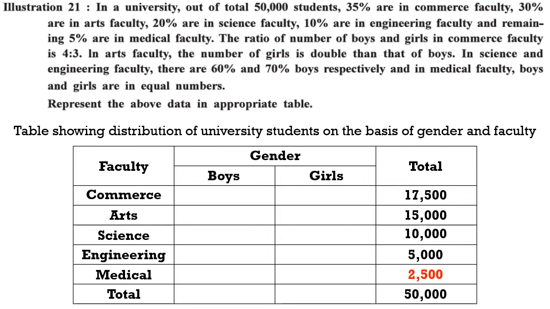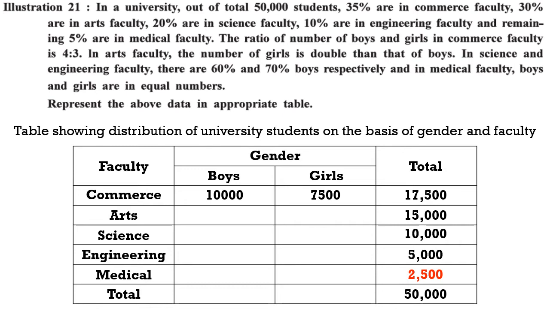Next, we start with the boys and girls. In the commerce faculty, the ratio of boys and girls is 4:3. So naturally, you have to multiply 17,500 by 4 upon 7 and 17,500 by 3 upon 7. That way you will get 10,000 and 7,500 as the boys and girls of the commerce faculty.